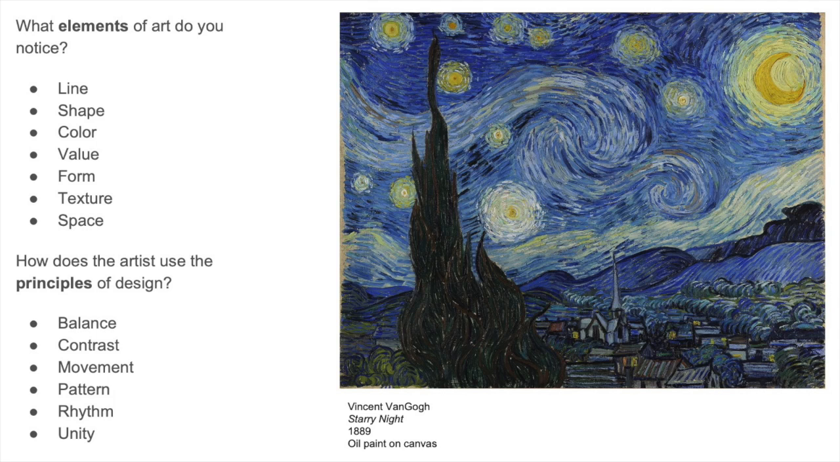Now that we've learned what those words mean, the elements of art and the principles of design, take a look at one of the most famous artworks in the world and see what you notice. How did Vincent van Gogh use the elements of art and the principles of design in this work? Pause the video and see if you can find 3 things that stand out to you in this artwork.